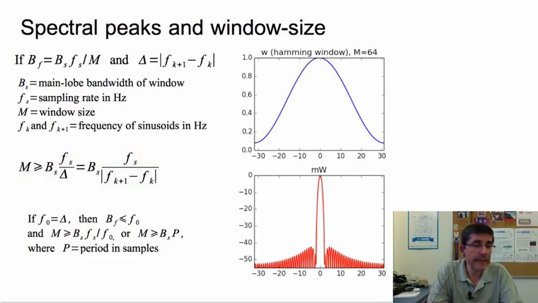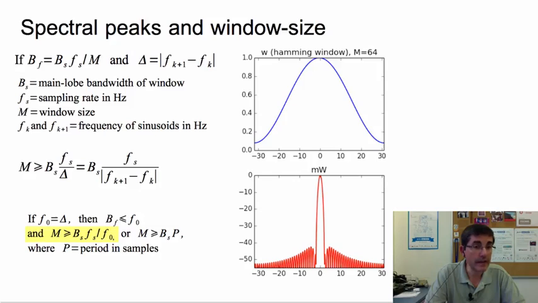But in many cases, this difference between the two frequencies corresponds to the fundamental frequency, because if it's a harmonic sound, the distance between two consecutive harmonics is equal to the fundamental frequency. So if we consider the fundamental frequency as this delta that we want to be able to discriminate, then the bandwidth in hertz of the main lobe of the window has to be smaller or equal than this fundamental frequency. So we see these lobes separate.